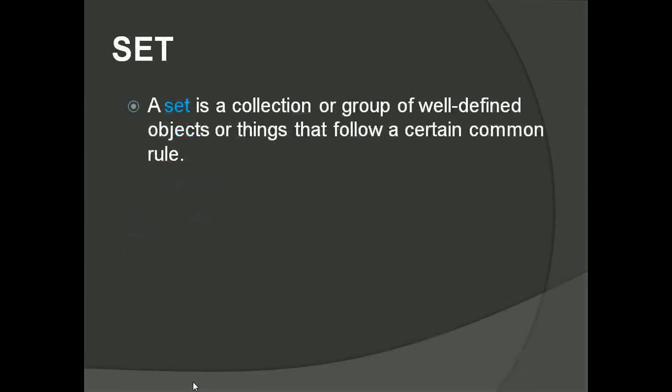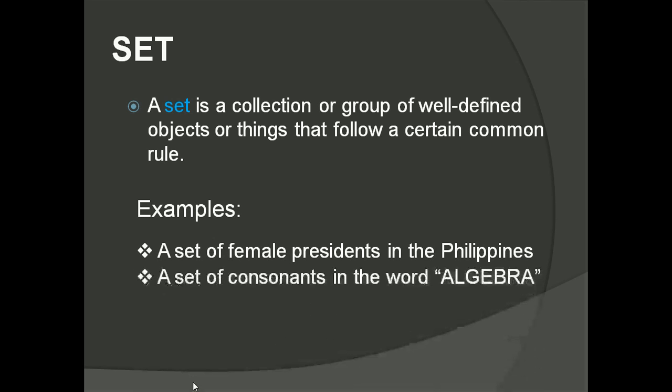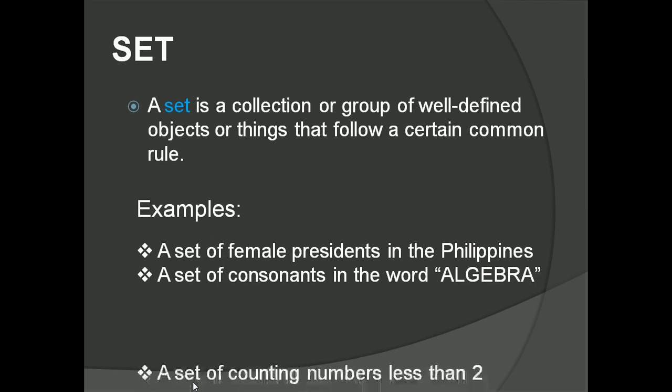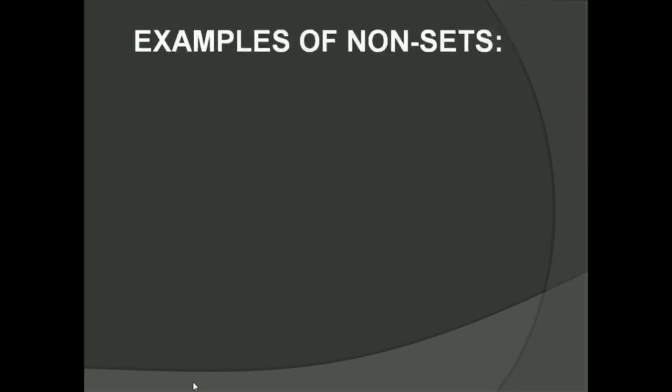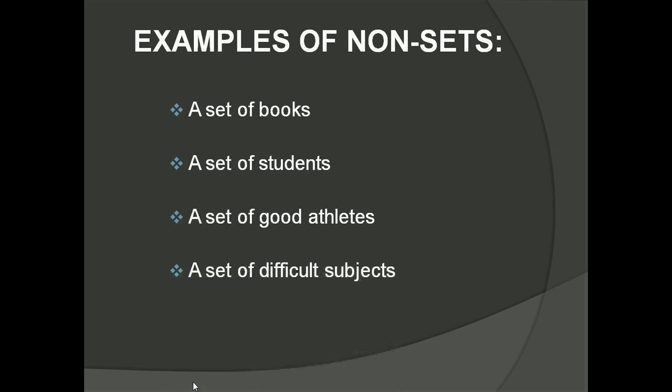Introduction of sets. A set is a collection or group of well-defined objects or things that follow a certain common rule. For example, a set of presidents of the Philippines, a set of consonants in the word algebra, and a set of counting numbers less than 2. Examples of non-sets: a set of books, a set of students, a set of good athletes, a set of difficult subjects, a set of low things in class.